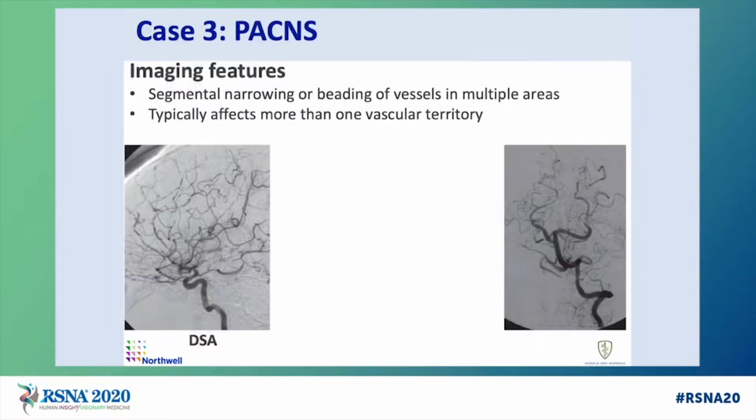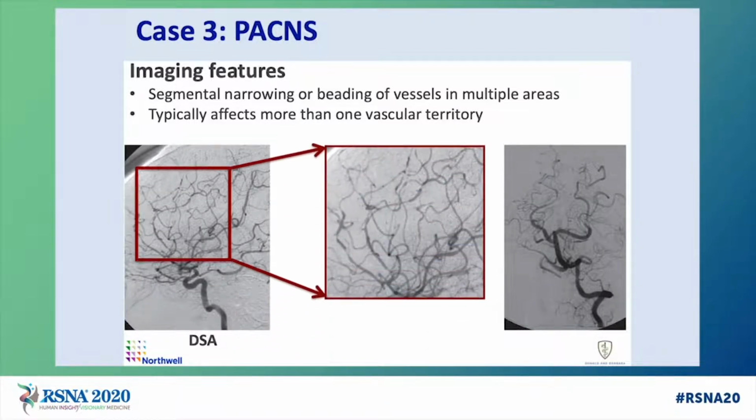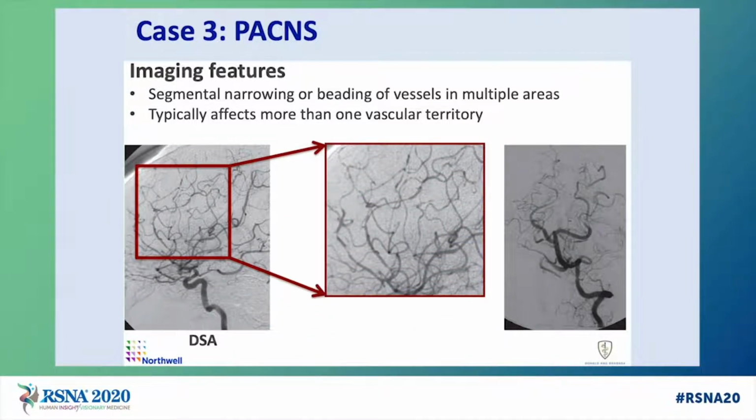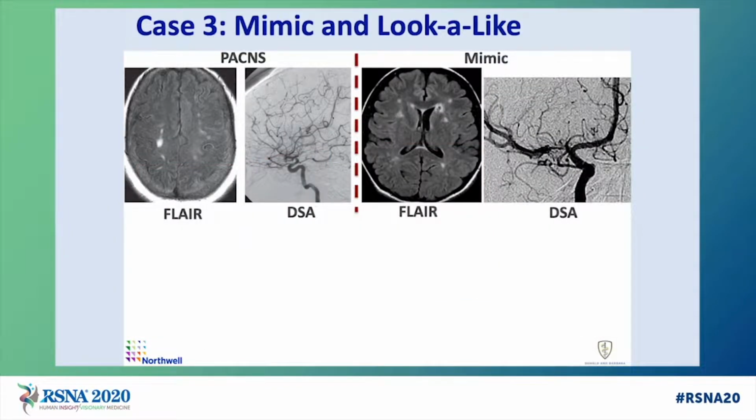Vascular imaging reveals segmental narrowing or beading of the distal vessels in multiple areas, which typically affects more than one vascular territory, as seen in this index case involving the middle and posterior cerebral arterial segments. Here is a side-by-side comparison of a mimic and lookalike for PACNS, showing similar findings as the index case, with small scattered white matter lesions and chronic lacunar infarctions. However, vascular imaging reveals irregular short segment narrowing involving the proximal M1 segment of the middle cerebral artery, representing atherosclerosis.